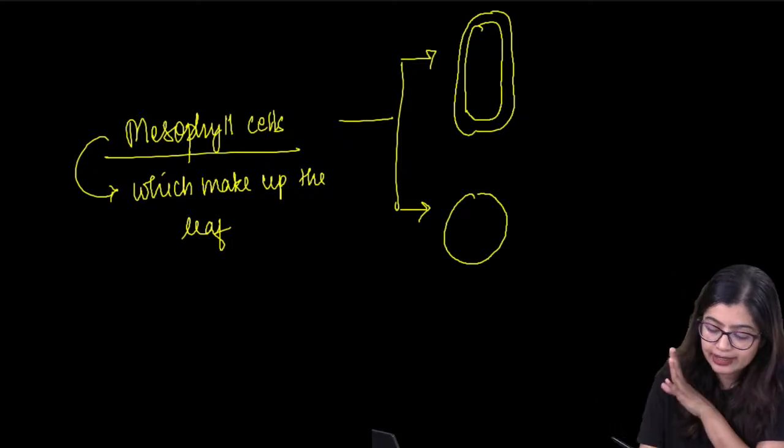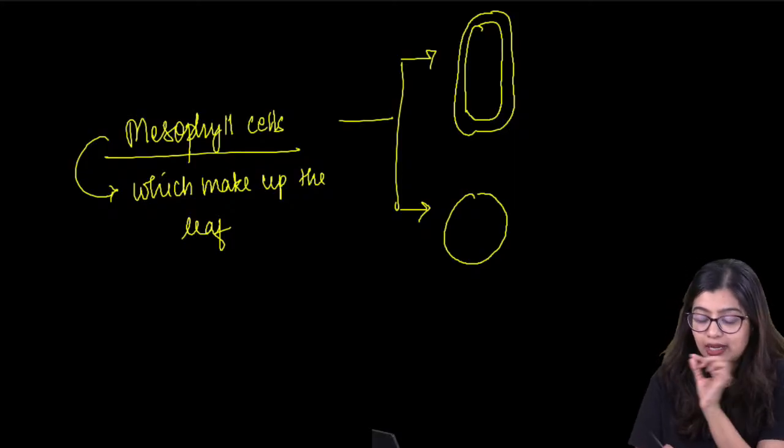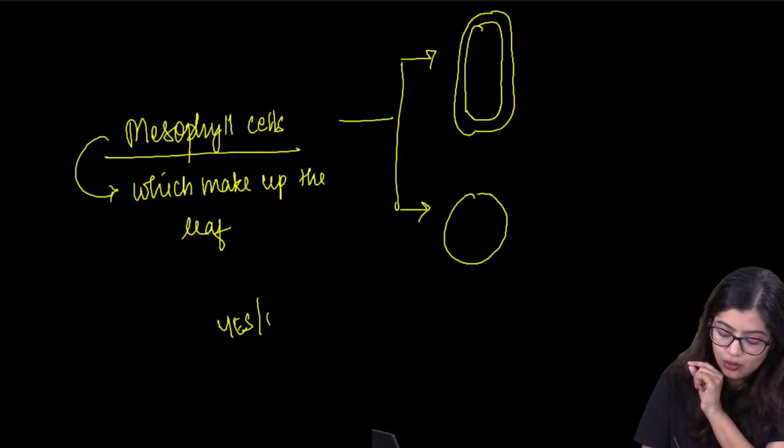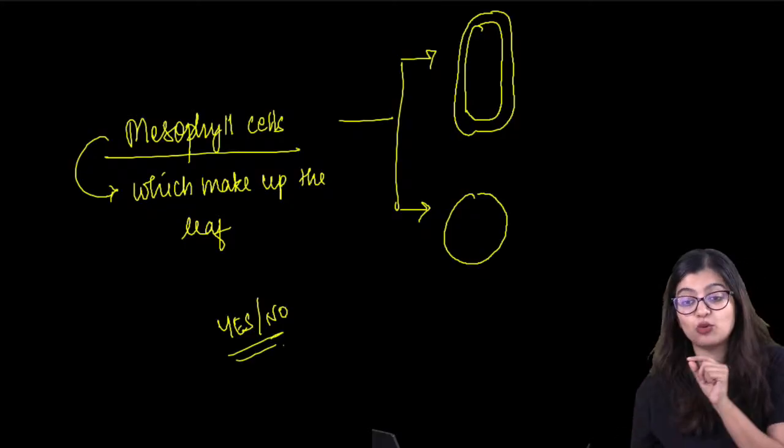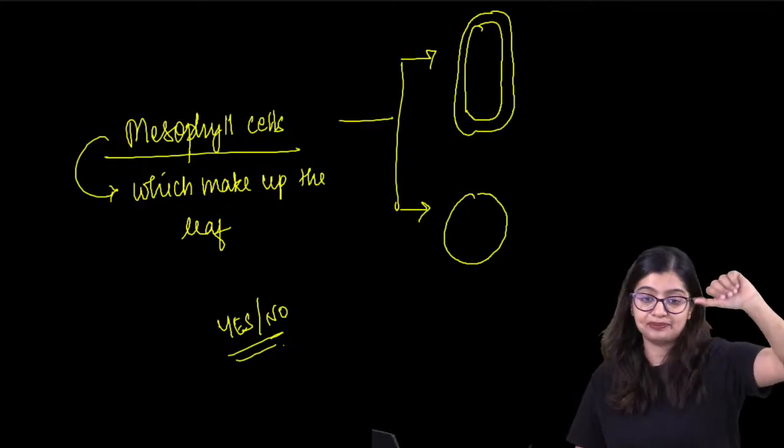Yes or no? Did you observe that there were two kinds of cells when I showed you mesophyll? Quickly tell me a yes or no in the live chat. I'm sure you would have observed it in the diagram.